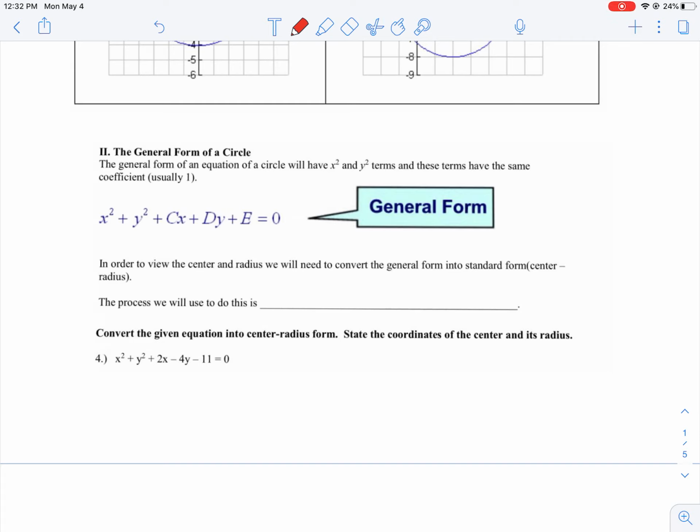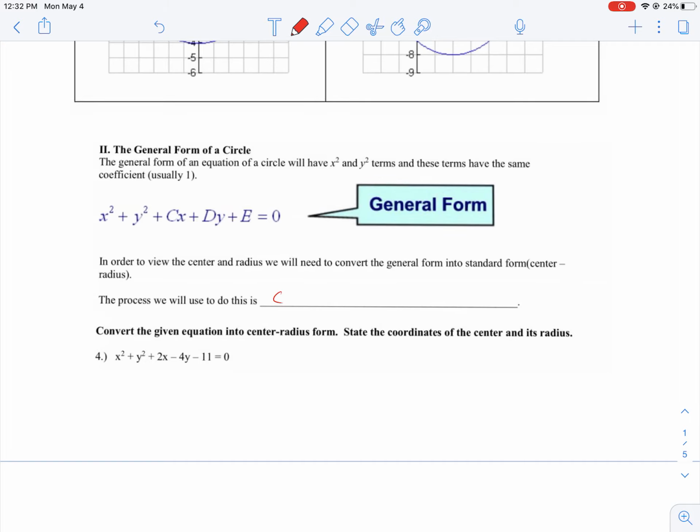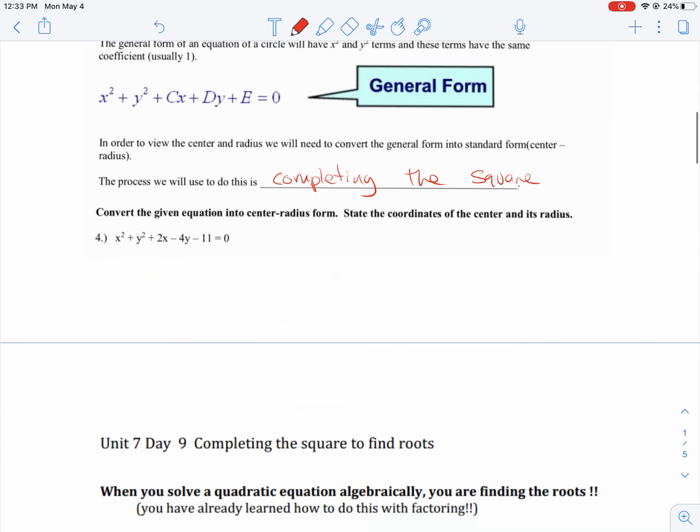Okay, so the general form of the equation of a circle will have x squared and y squared terms, and these terms have the same coefficient, usually 1. So in order to view the center and radius, we will need to convert the general form into standard form, center radius. This process, we will use your favorite, completing the square. Now some of you may be thinking, crap, I do not know how to complete the square.